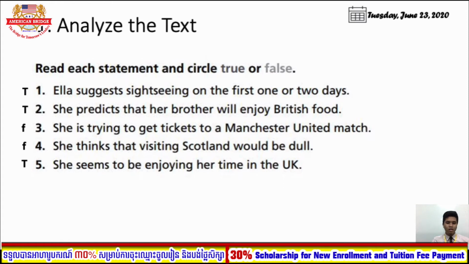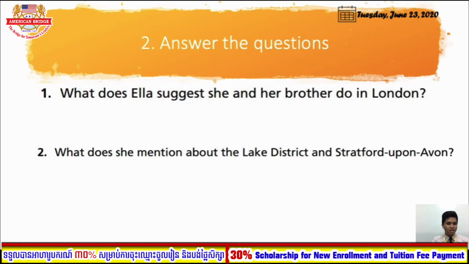Okay. Now the last activity for today's lesson is answering the questions. We have 2 questions here on the screen. What does Ella suggest she and her brother do in London? And number 2, what does she mention about the Lake District and Stratford-upon-Avon? I'm not sure how to pronounce it because it is the name of the place. Okay, so it's a little bit confusing. So can you answer these 2 questions?